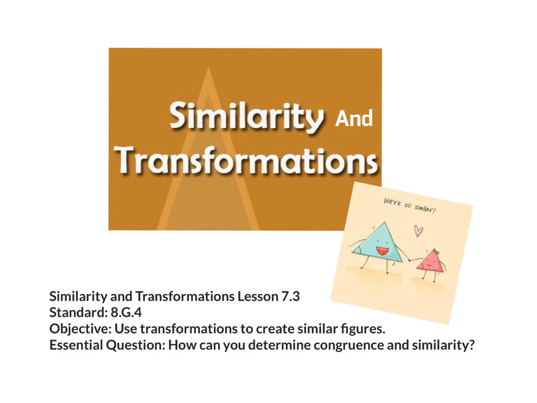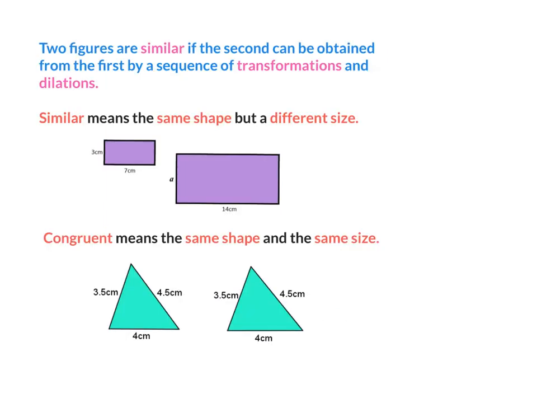Similarity and transformations. Lesson 7.3. The standard is 8G4. The objective is to use transformations to create similar figures. The essential question is, how can you determine congruence and similarity? Two figures are similar if the second can be obtained from the first by a sequence of transformations and dilations. Similar means the same shape but a different size, and congruent means the same shape and the same size.